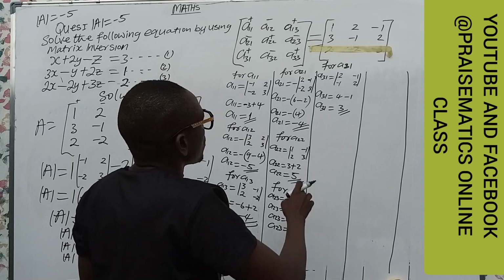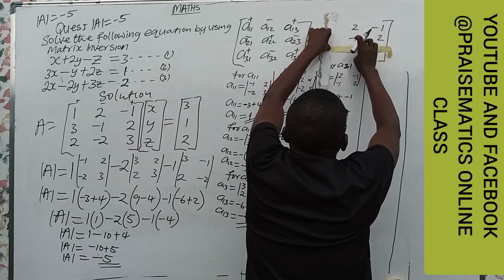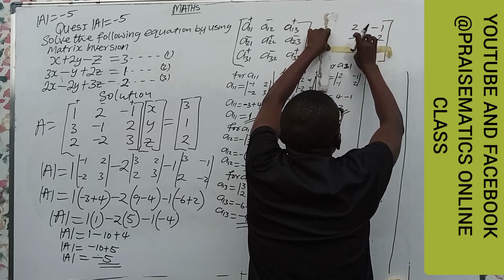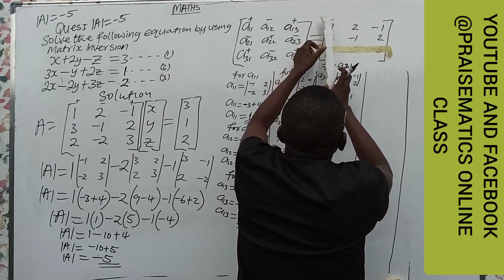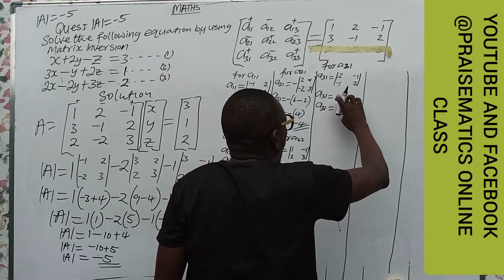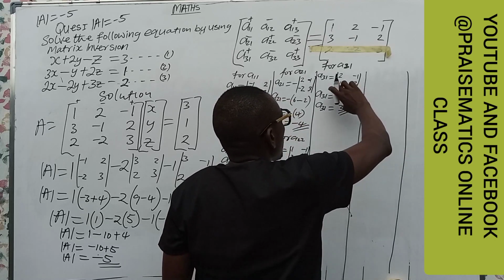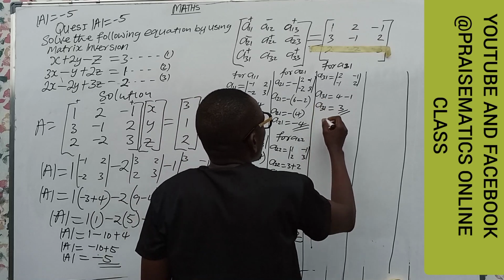I hope you get it. For this one we have 2 and 1, minus 2 and minus 1, minus 1 and 2. Okay, so which is now 2 times 2, which is 4 minus 1 times minus, which is also our distance is 3.